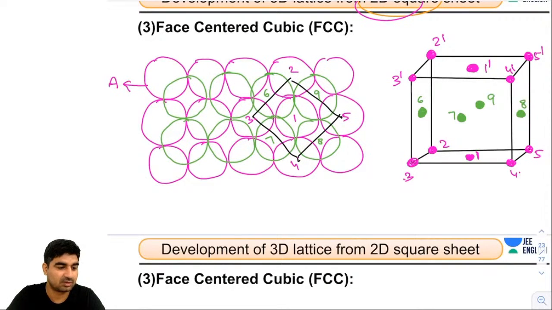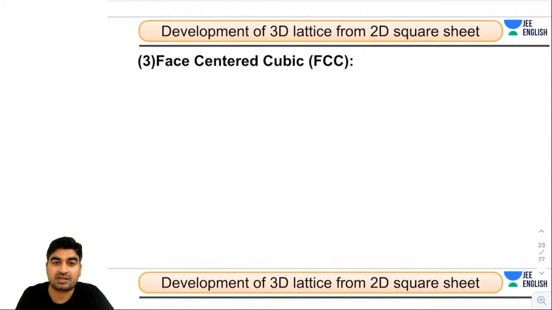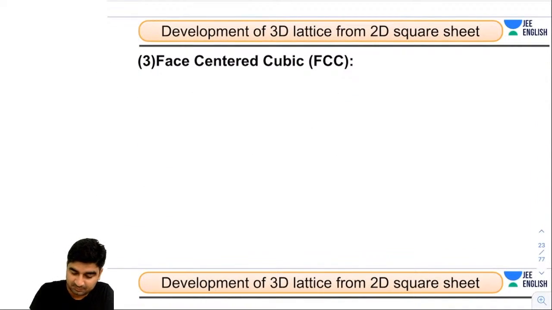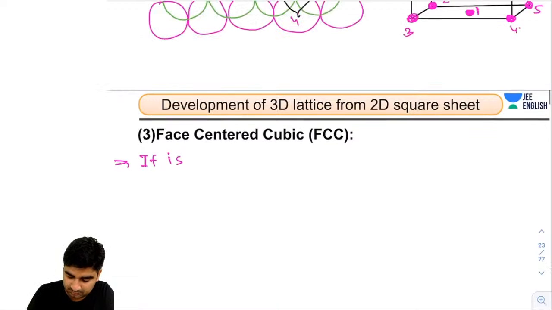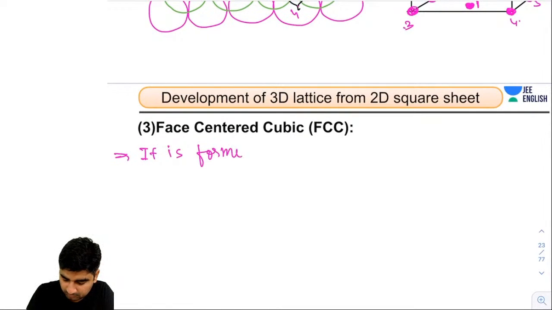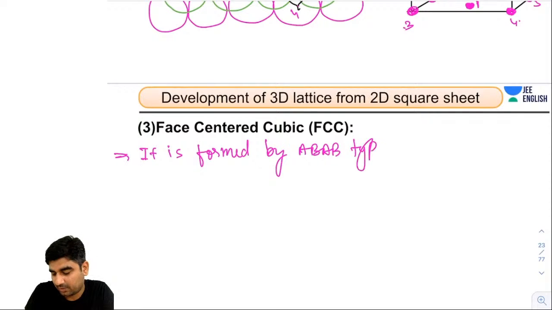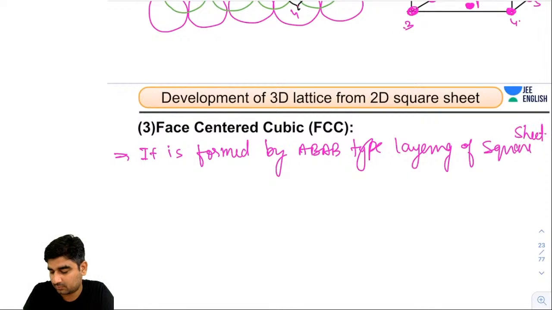Yes. Now what is face centered cubic? Now I will discuss, guys. Yes, here it is formed by AB type layering of a square sheet, right? It is formed by AB type layering of square sheet.